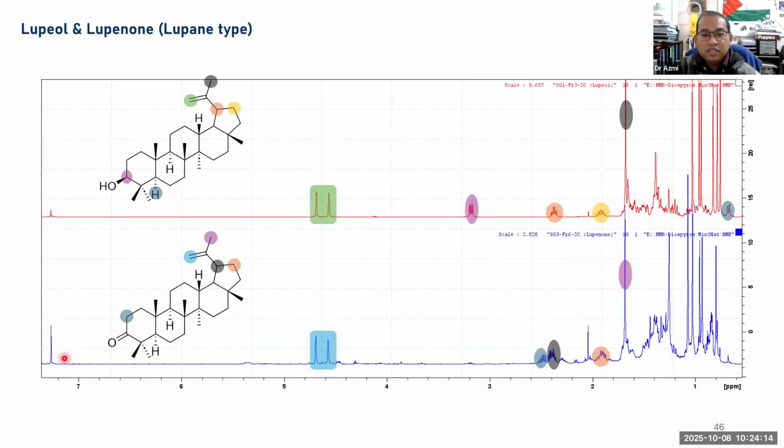As I said, if you see the choric acid and the rest, it will be similar, but this is the lupeol and this is the lupenone. We can see the difference in the separation of this proton, because the only difference is that this has an OH functional group and this has a ketone functional group. So if you want to see whether your compound is lupane type or not, this is a very typical peak for the lupane types. If you see this doublet here, okay?